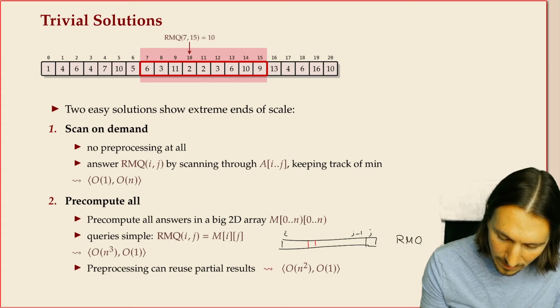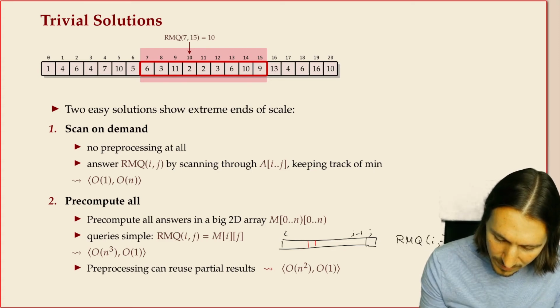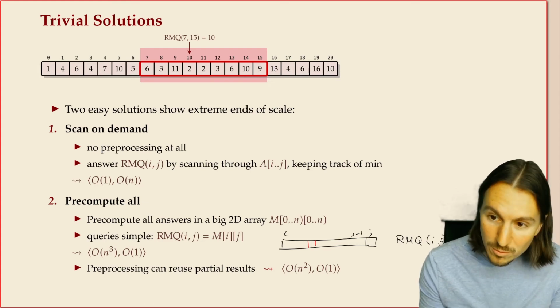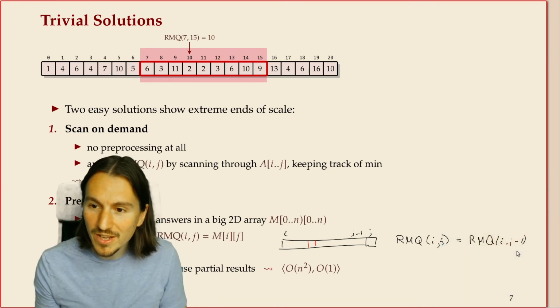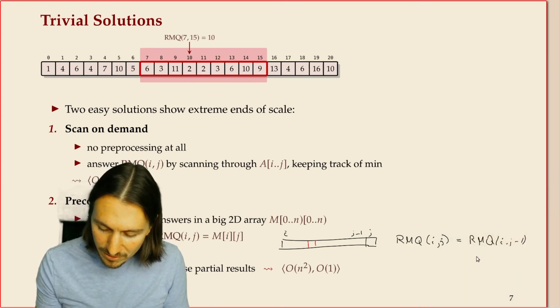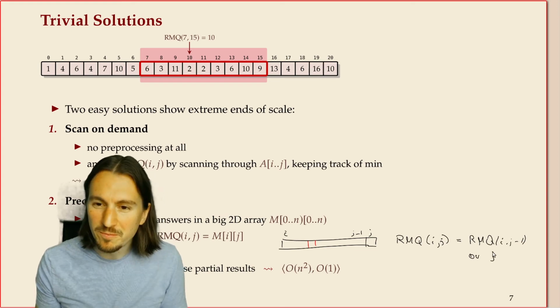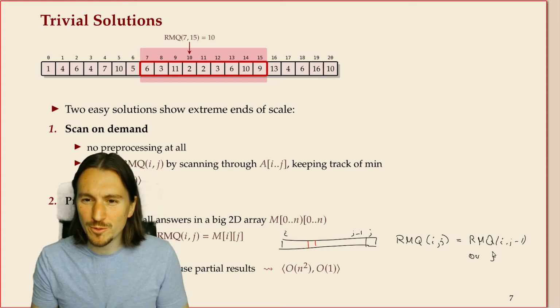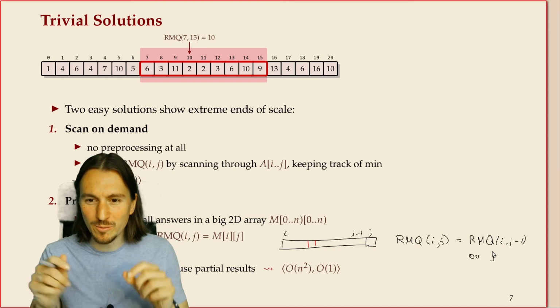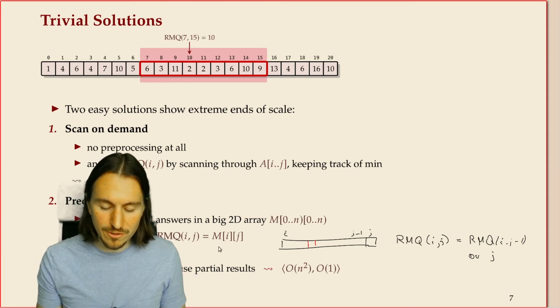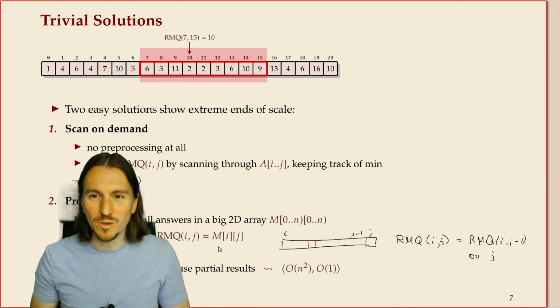So then RMQ(i,j) is either RMQ(i, j minus 1), this you cannot see, or the result is j. And these are two different options, so you can take constant time to compare the values at that position, and then insert into your array M whichever was the smaller one.